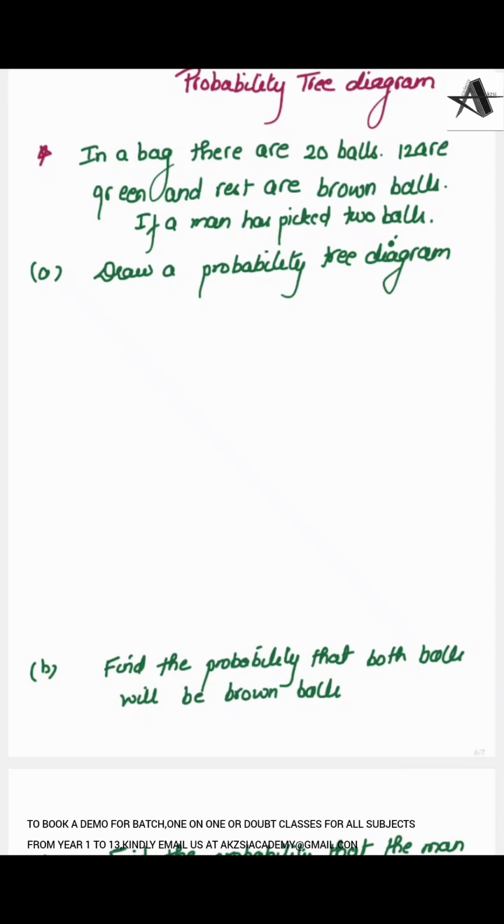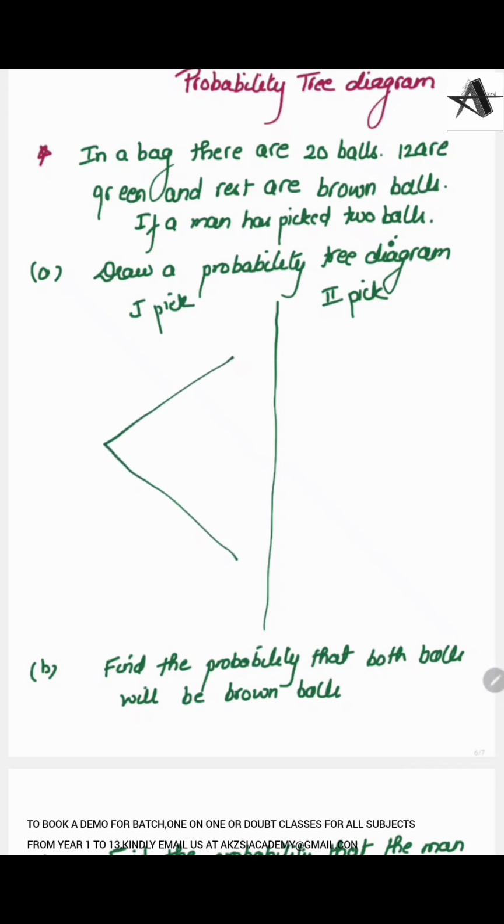First thing is he is picking 2 balls. That means there are 2 picks here, the first pick and the second pick, because he would be having different ways of picking the ball in the first pick as well as for the second pick. For the first pick, because there are only 2 colored balls, either green or brown, he can pick green or he can pick brown. These are the 2 possible ways by which he can pick.